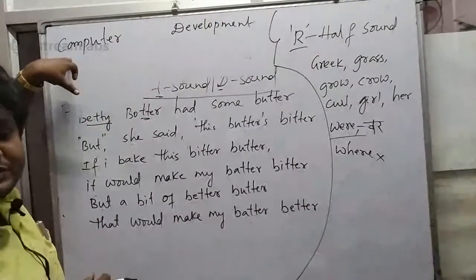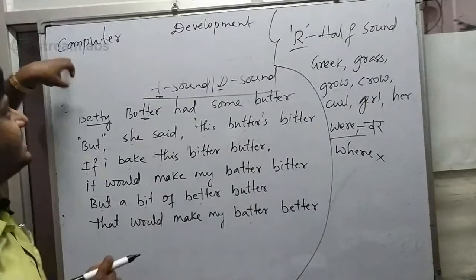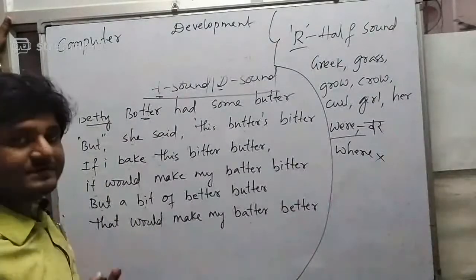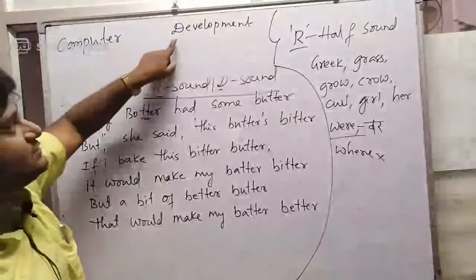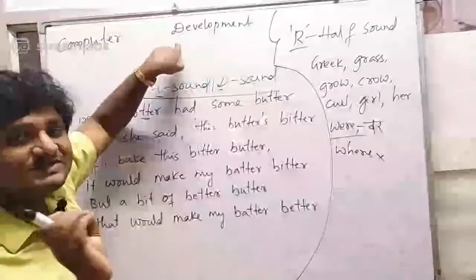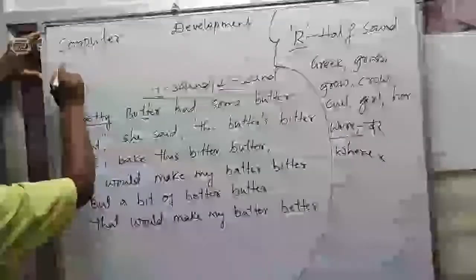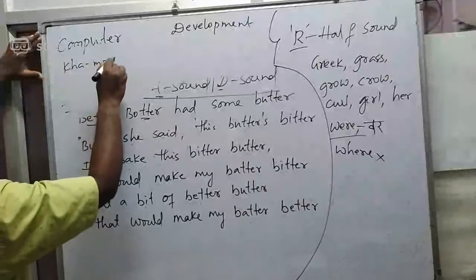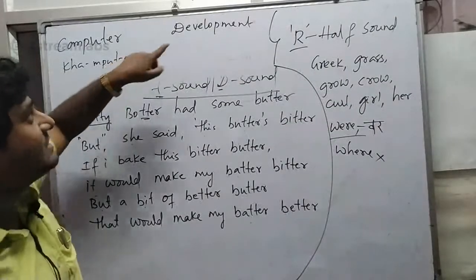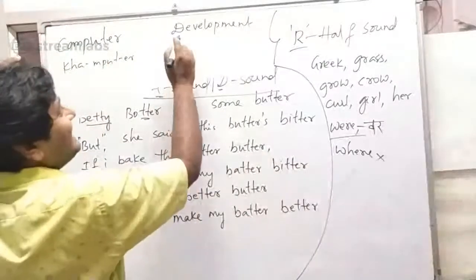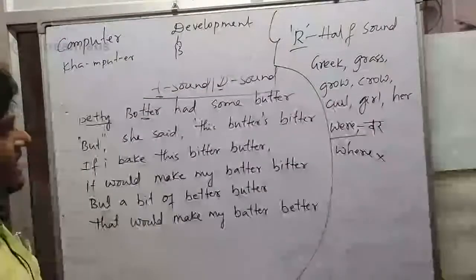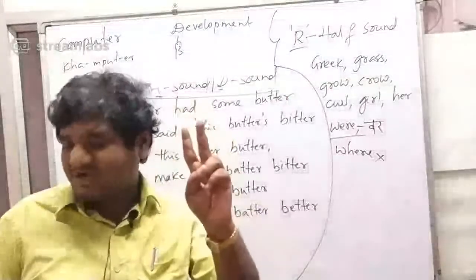Now how are you going to pronounce it? See here, computer. Don't say computer with a full T. Development, develop, not development. When I'm saying computer, don't say completely T sound. When I talk about develop, it's not day, it is D. This D, develop. I hope you will practice this T sound and D sound.